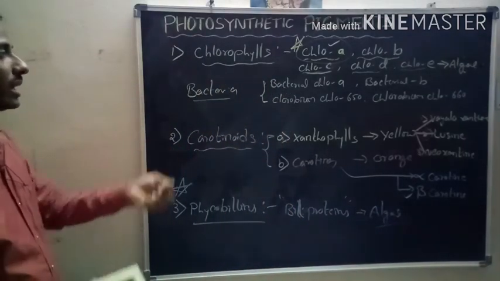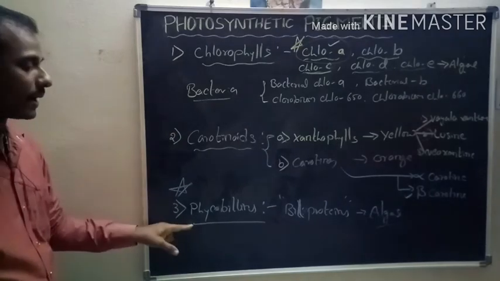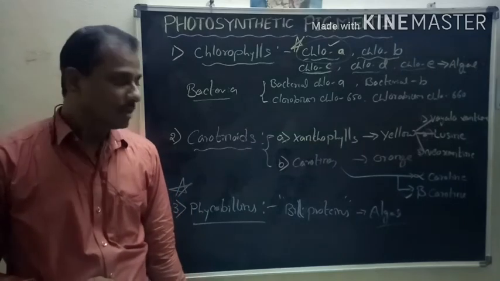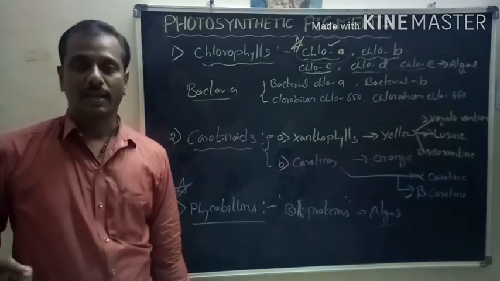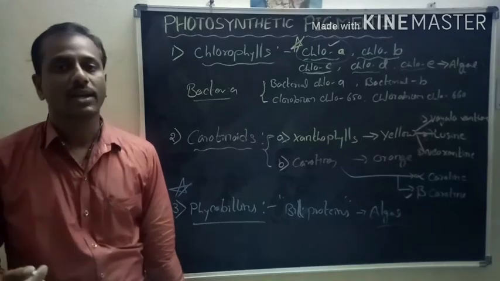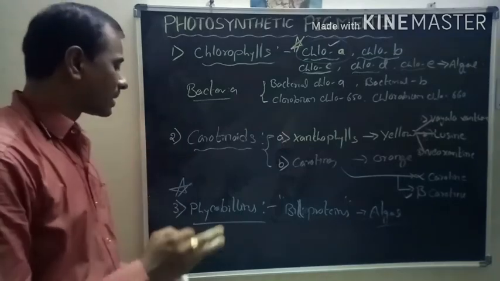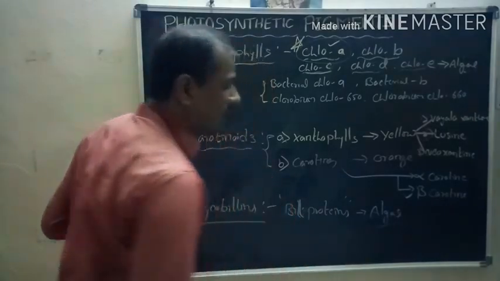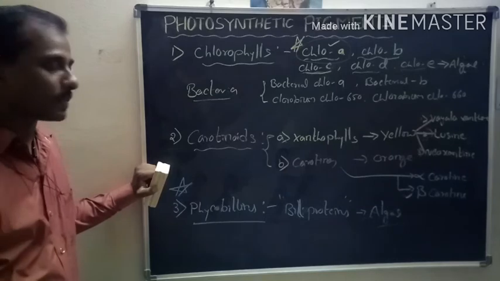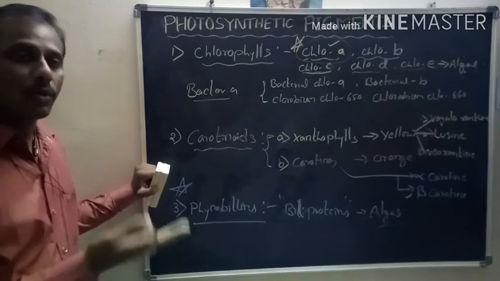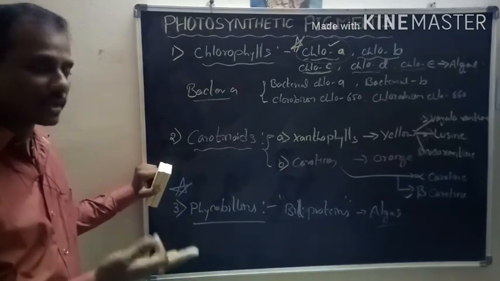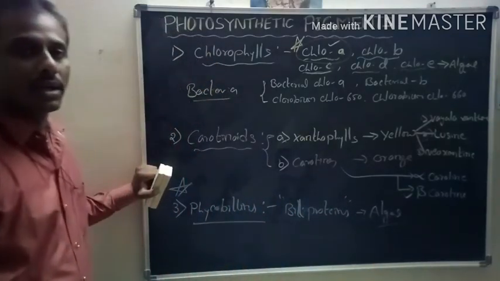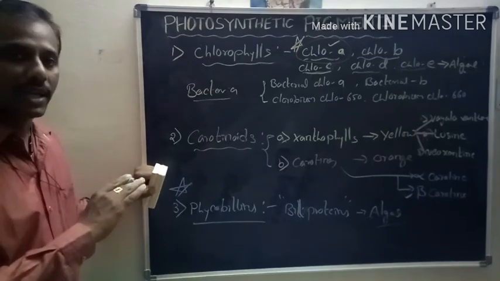In higher plants, only chlorophylls and carotenoids are present. Phycobilins are present only in the algae, that is Rhodophyceae and Cyanophyceae. Only these two groups of algal members contain phycobilins. Okay, so this is about the phycobilins. There are two types of phycobilins: phycoerythrin and phycocyanin. Both pigments are present in the algae only. In higher plants, phycobilins are completely absent.